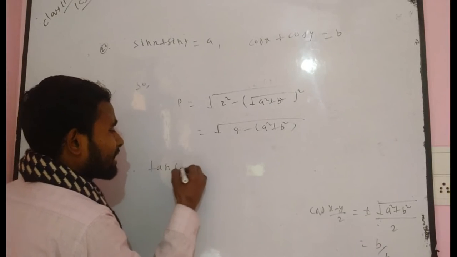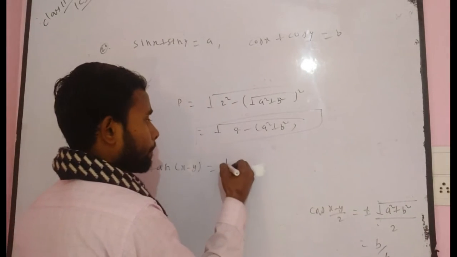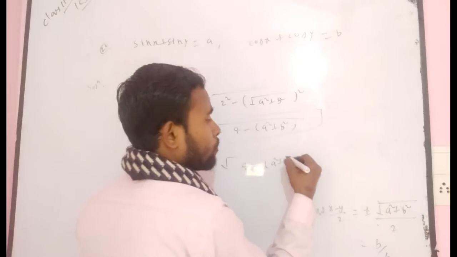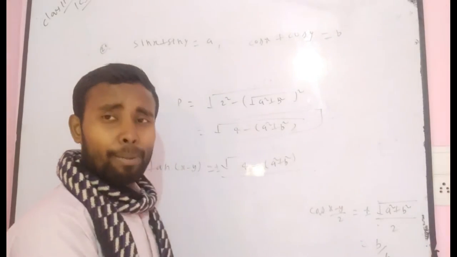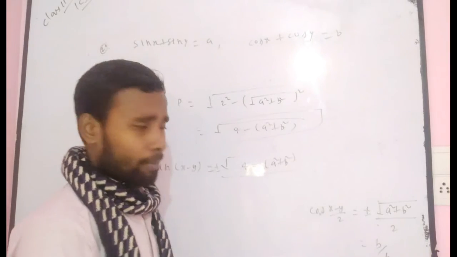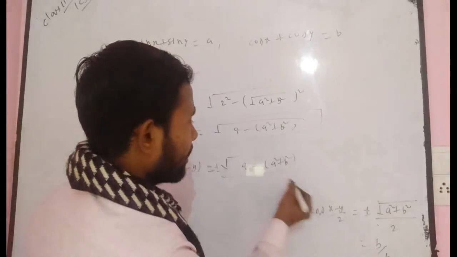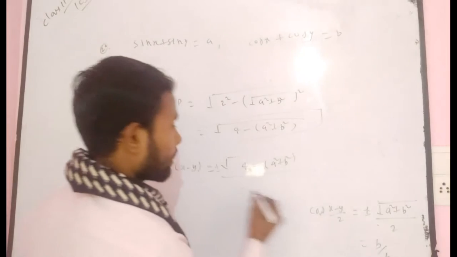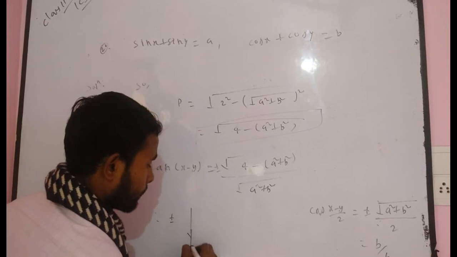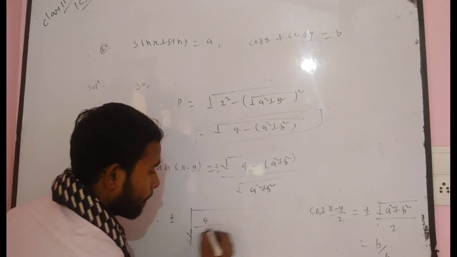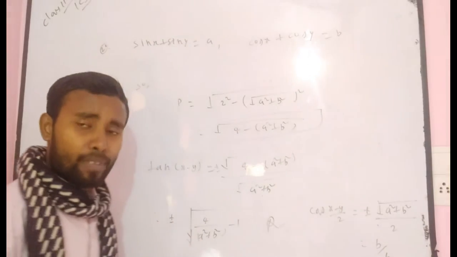So tan (x−y)/2 is equal to what? Perpendicular by base. In that case, perpendicular is equal to this term, under root 4 minus (a square plus b square), divided by the base. Don't forget to write plus and minus both, because in the given problem there is no restriction, so you can take positive and negative both, because x minus y may lie in any quadrant. Under root 4 minus (a square plus b square) divided by base, that means perpendicular by base is equal to what? Under root a square plus b square. If you take it in, you can write plus minus under root 4 by (a square plus b square) minus (a square plus b square) by (a square plus b square), equal to what? Minus 1. It is your final answer of this problem.